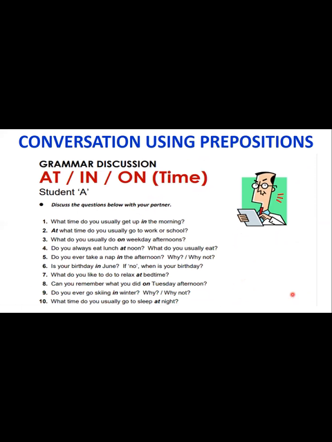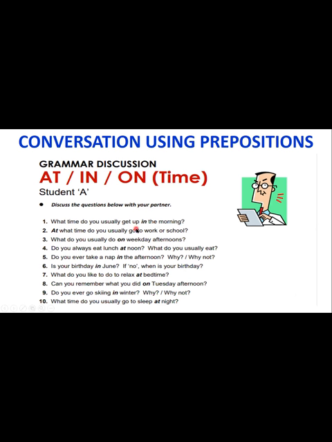Okay, so now we will have a conversation, but I'm not sure if we are going to be able to complete it. So let me explain what the activity is about. It says, discuss the questions below with your partner.